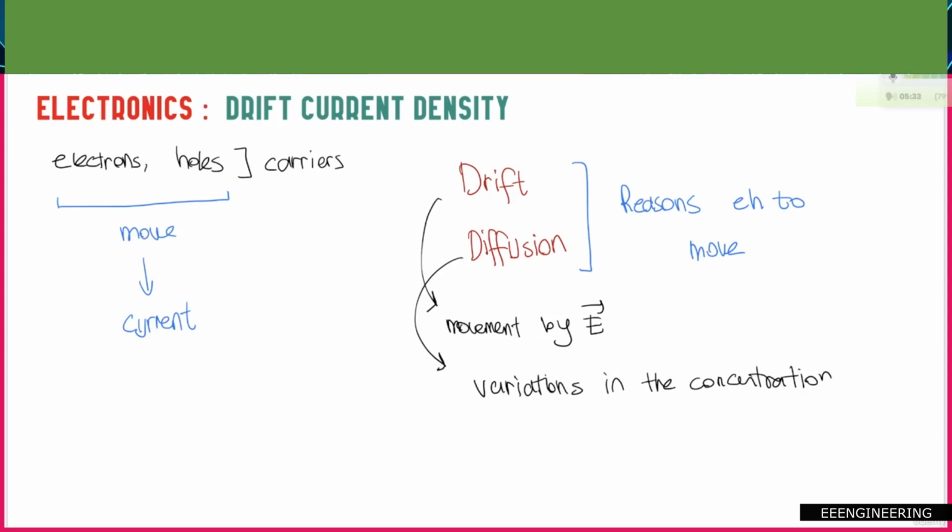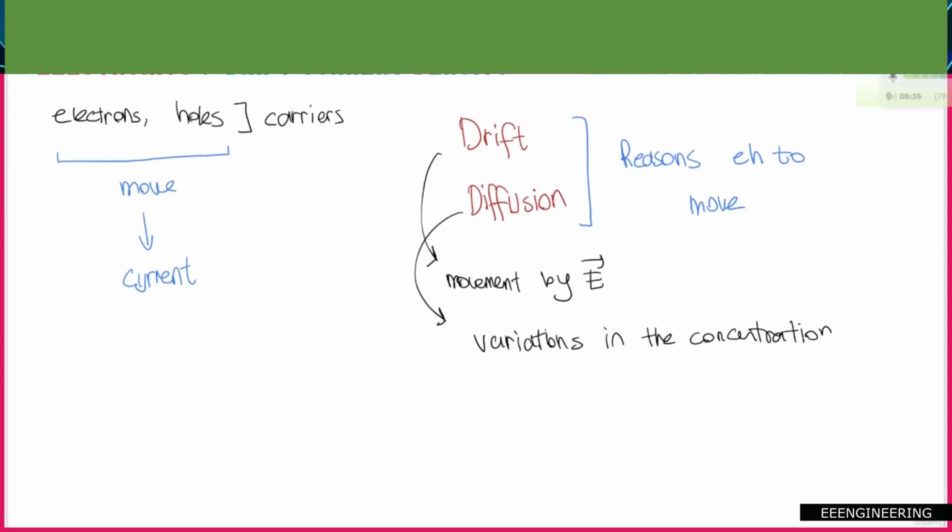The reasons for these gradients could be a non-homogeneous doping distribution. That's one reason, or a few other things that we might talk about later. It is not a topic that we need to discuss right now, but just know that there happen to be some gradients in the concentration.